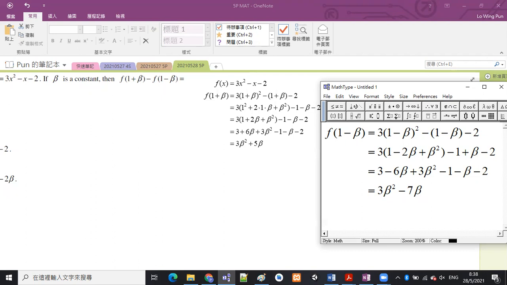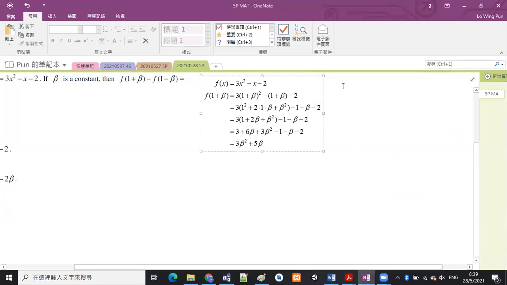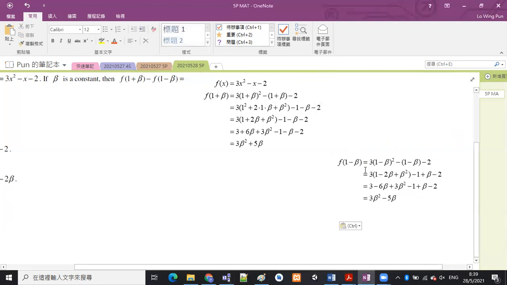Can you get this? For f(1 minus beta), it should be 3 beta square minus 7 beta. This is 7. Oh, sorry, it's my fault. It should be 5. Yes, because this one is not correct. It should be minus 5. Am I correct now? Okay, thank you. Yes, just remind me. Just amend my mistake. It's okay.